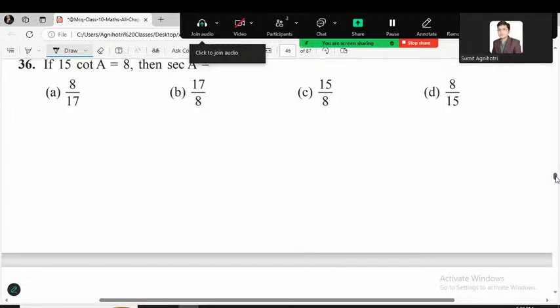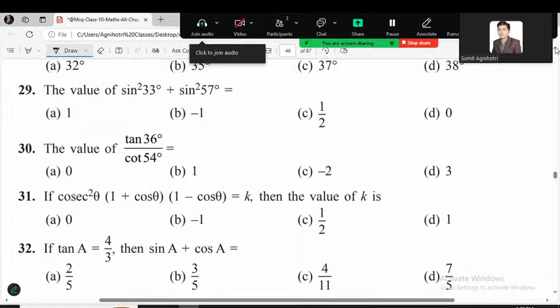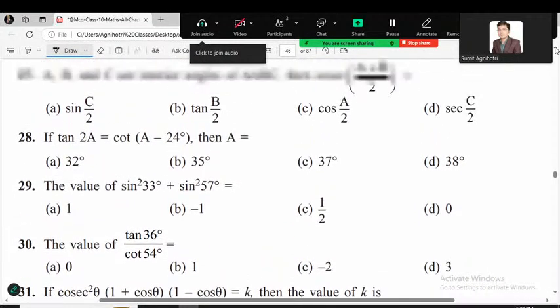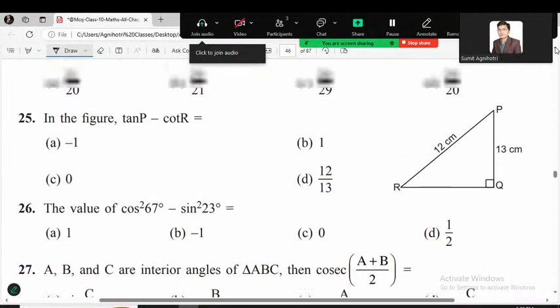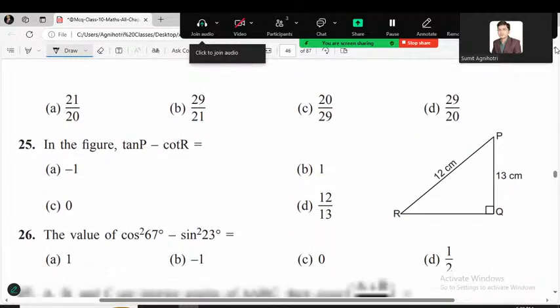Okay, come to this question. 29 we were doing. Come to question 29. No, 20, this one we already did and we got our answer. Now come to 25.